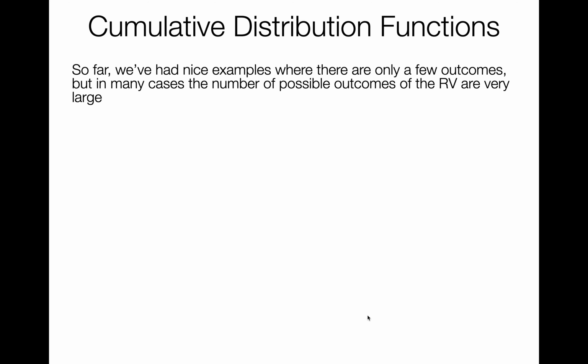What we're used to is a functional form where I have a formula and I substitute in a number and then something comes out. We've worked with tables so far, but we will in fact get to functions, and so that's coming, and it might seem a little more natural to work with formulaic things. But anyway, so far we've had nice examples where there are only a few outcomes, but in many cases, in the real world, the number of possible outcomes of the random variable are very large.